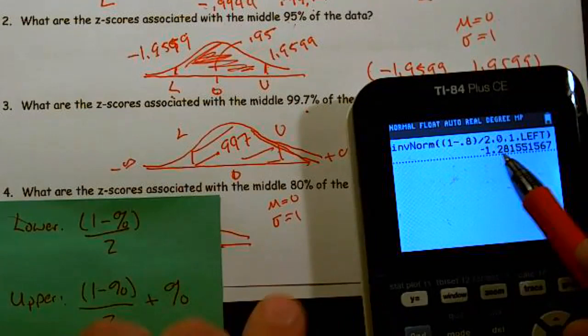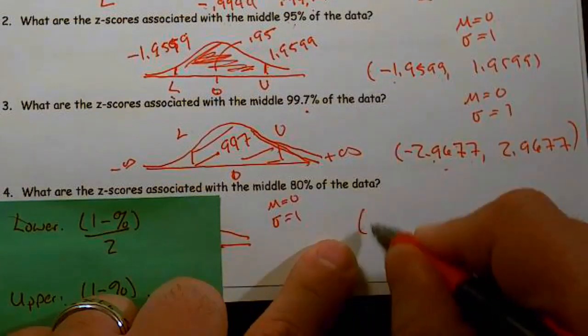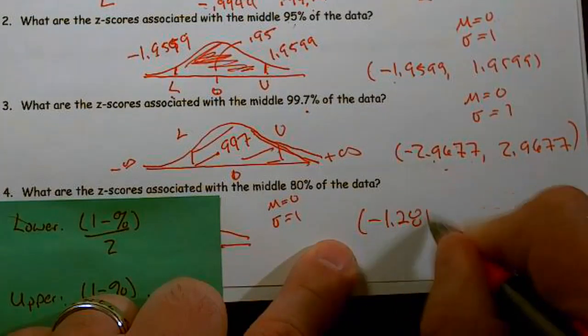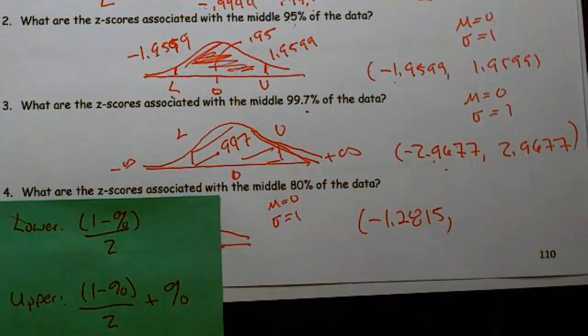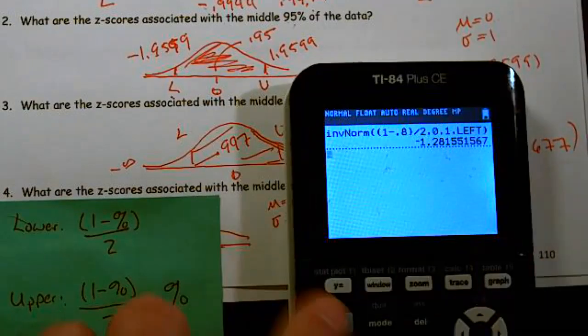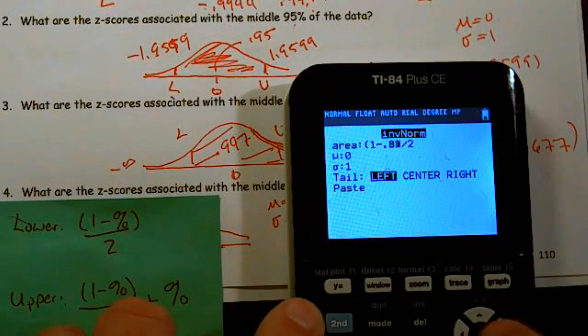And we get negative 1.2815. That's our lower. And that makes sense because we need to be below 0, so it should be negative. And then we're going to go second vars, inverse norm, and add that upper 80%.